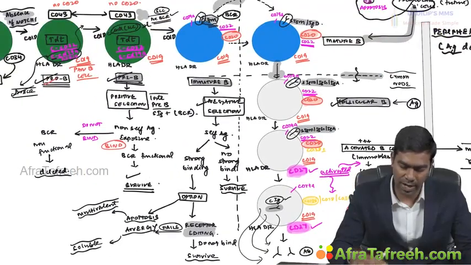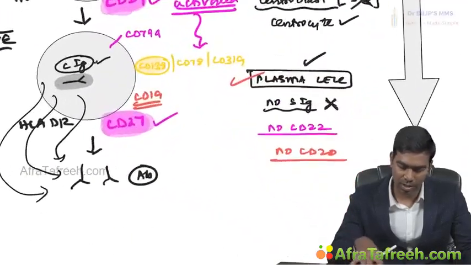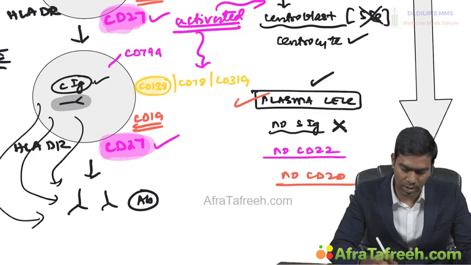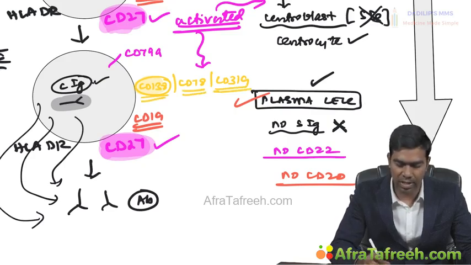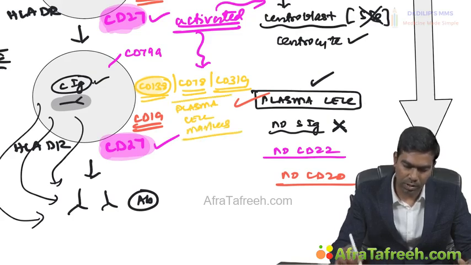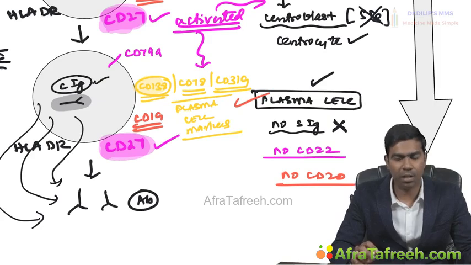And finally, one final marker which I want to tell is CD138, CD78 and CD319. All these things are classic plasma cell markers. Remember, all these things are classic plasma cell markers. Very, very important for exams.